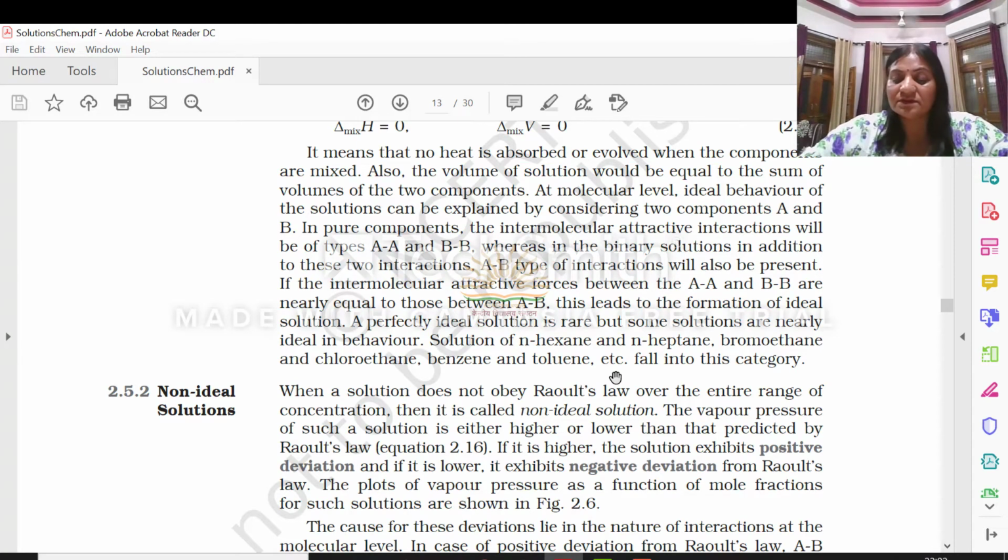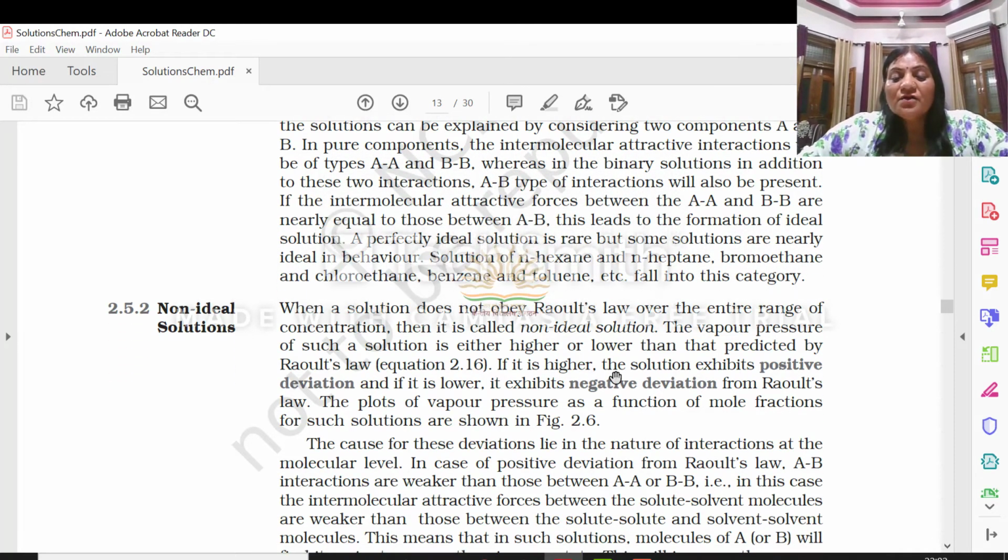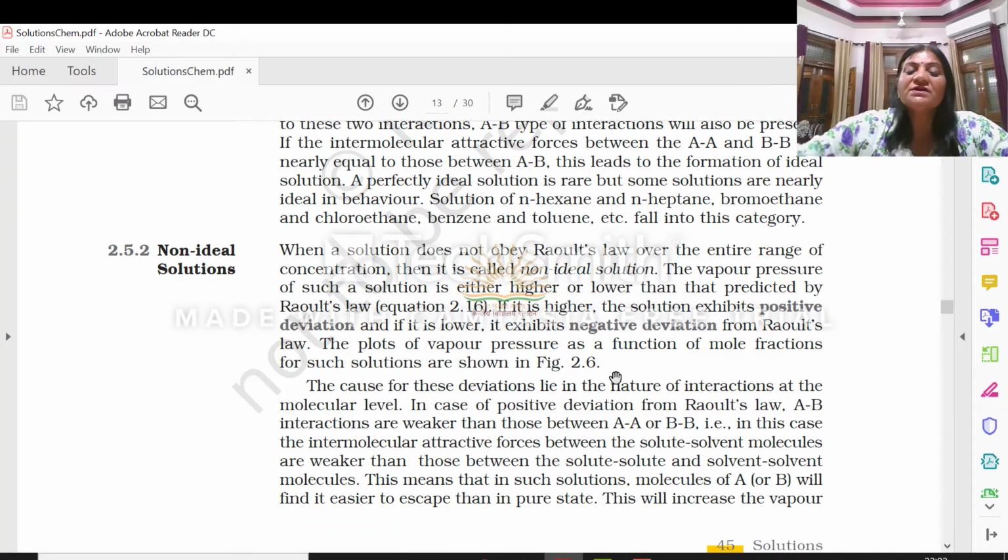Now non-ideal solutions. Non-ideal solutions are those solutions which do not obey Raoult's law, meaning these solutions deviate from Raoult's law conditions. The vapor pressure of such a solution is either higher or lower than that predicted by Raoult's law. If it is higher, the solution exhibits positive deviation from Raoult's law, and if it is lower, it exhibits negative deviation from Raoult's law.